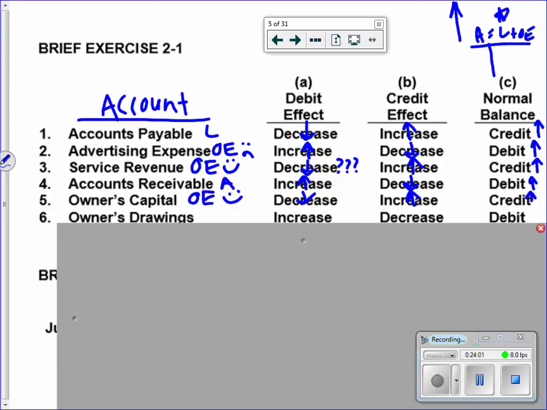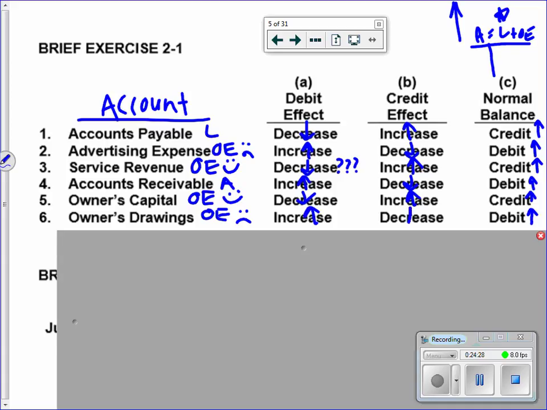Last one. Owner's drawing, OE, that's bad, naughty. Not that it's bad. I mean, the owner can take money out any time. It's just it negatively impacts the equity. Okay, so although it's on the right, it doesn't follow the right rules. It doesn't follow the credit rules. It follows the debit rules. So the debit will be the increase. The credit will be the decrease. But kind of like before, I question if that's ever going to really happen. You don't really see credits under owner's drawing.